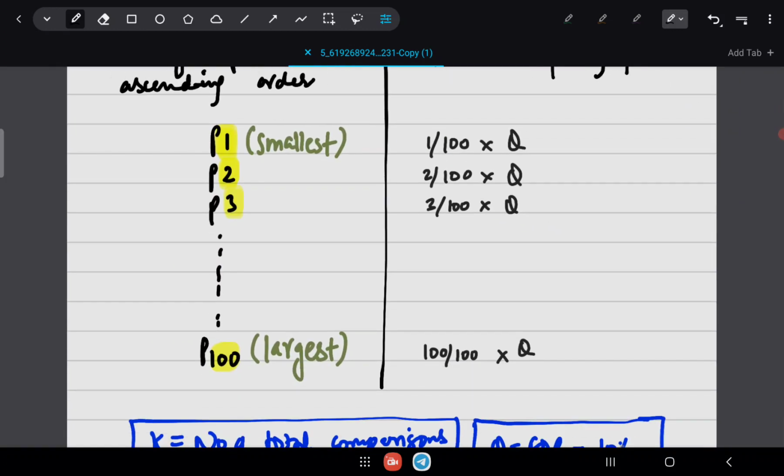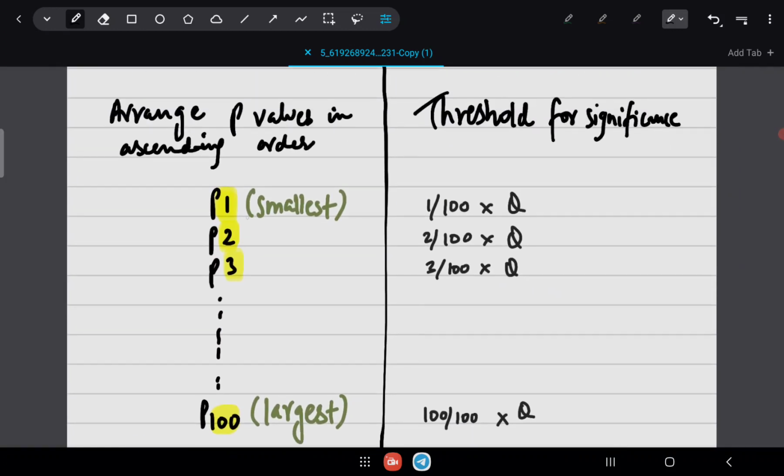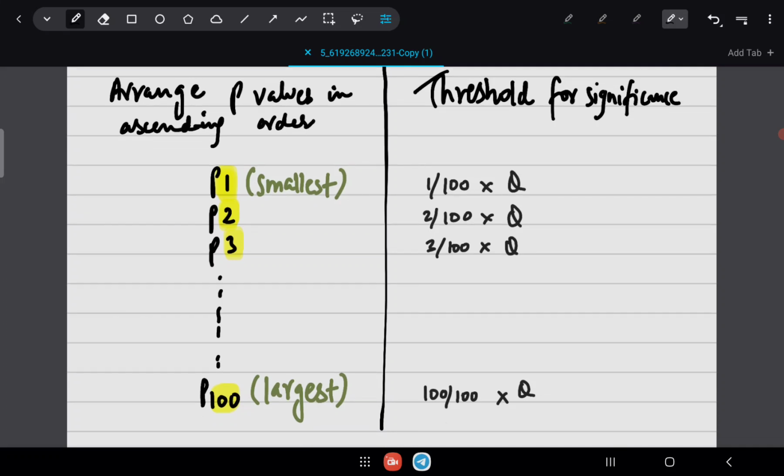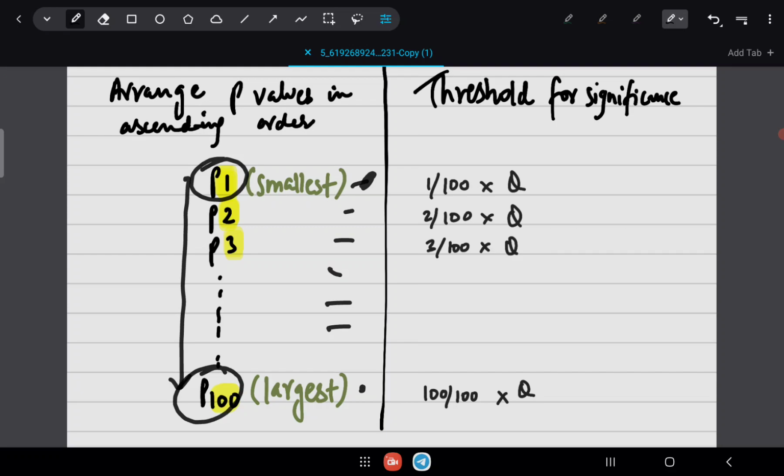Basically, we will arrange all the comparisons in terms of p-values. I'll give you an example. Let's say we have done 100 experiments, 100 comparisons, and we are getting 100 p-values, obviously. Then you will arrange these p-values in increasing order. So p1 will be the smallest p-value and p100 will be the largest p-value. Then the threshold for determining which p-values are significant will be different for each p-value. The threshold will be lowest for the smallest p-value, but highest for the largest p-value.